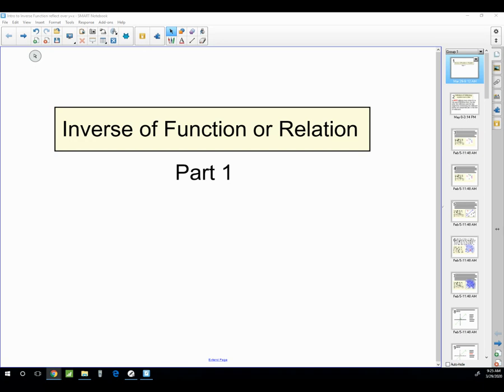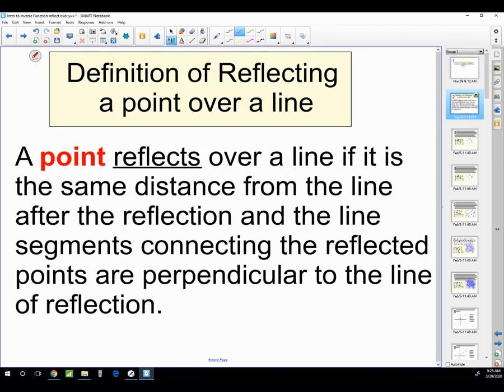We're talking about the inverse of a function or a relation, part one. Okay. The idea here is that if we can reflect a point, then we can reflect whatever we want, whether that be a relation, a function, a geometric figure, whatever.